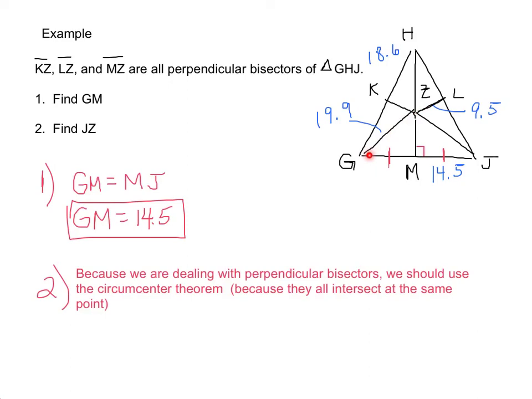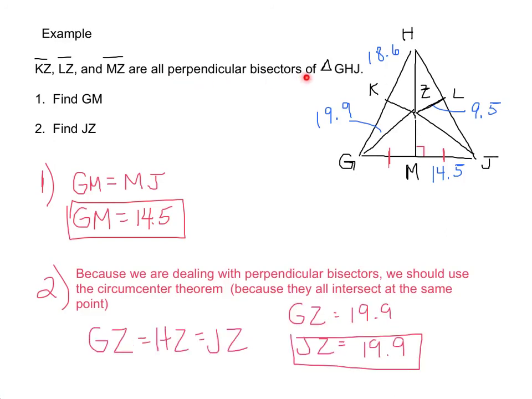And so therefore, we could say that GZ is equal to HZ is equal to JZ. We know that GZ is equal to 19.9, and so then we can say that JZ is also equal to 19.9, and that one was using the circumcenter theorem. So we're done now. We did the two problems using different ideas. We used the idea of perpendicular bisector and the idea of the circumcenter theorem.